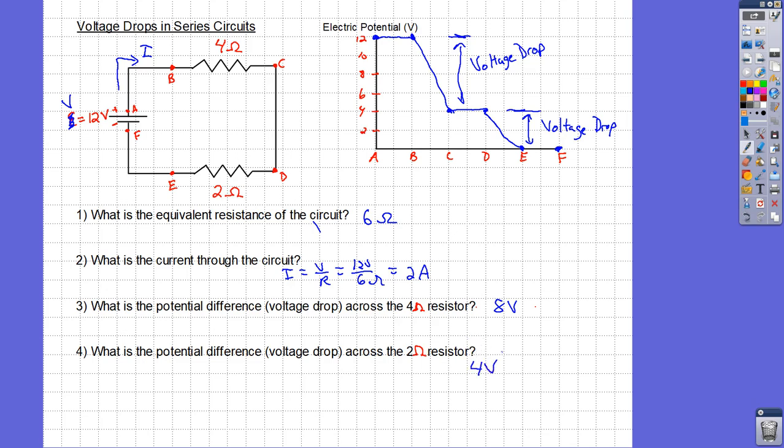But one thing I want you to notice is that when we find the potential difference or the voltage drop, we can use Ohm's law again. If we use V is equal to I times R, we have 2 amps of current going through a 4 ohm resistor, so 2 amps times 4 ohms would be equal to 8. And down here we have V is equal to I times R, so we'd have 2 times 2, which would equal 4.